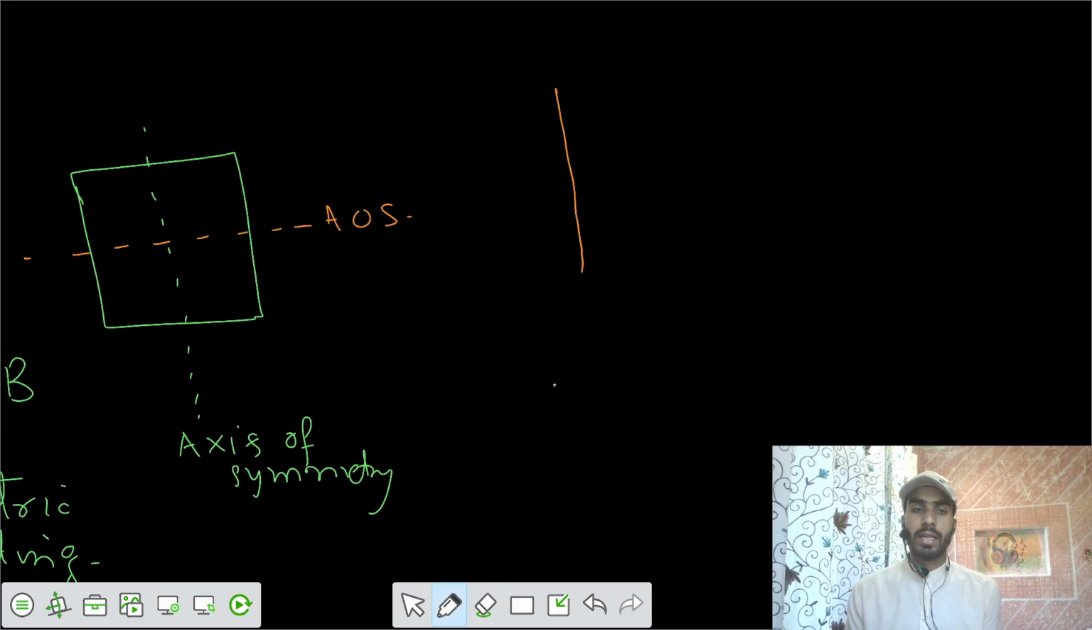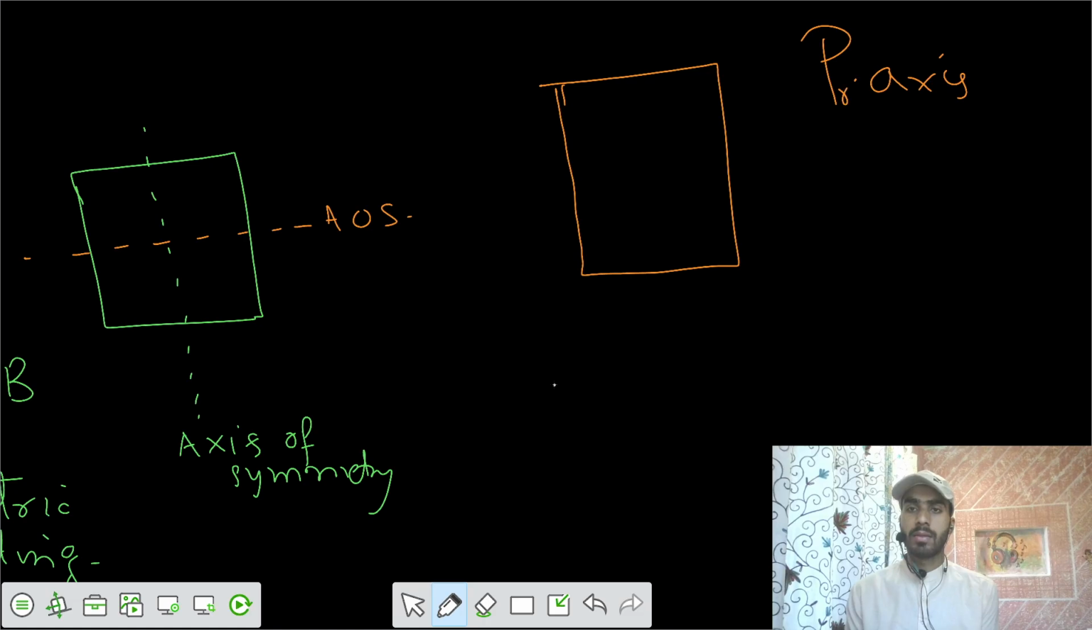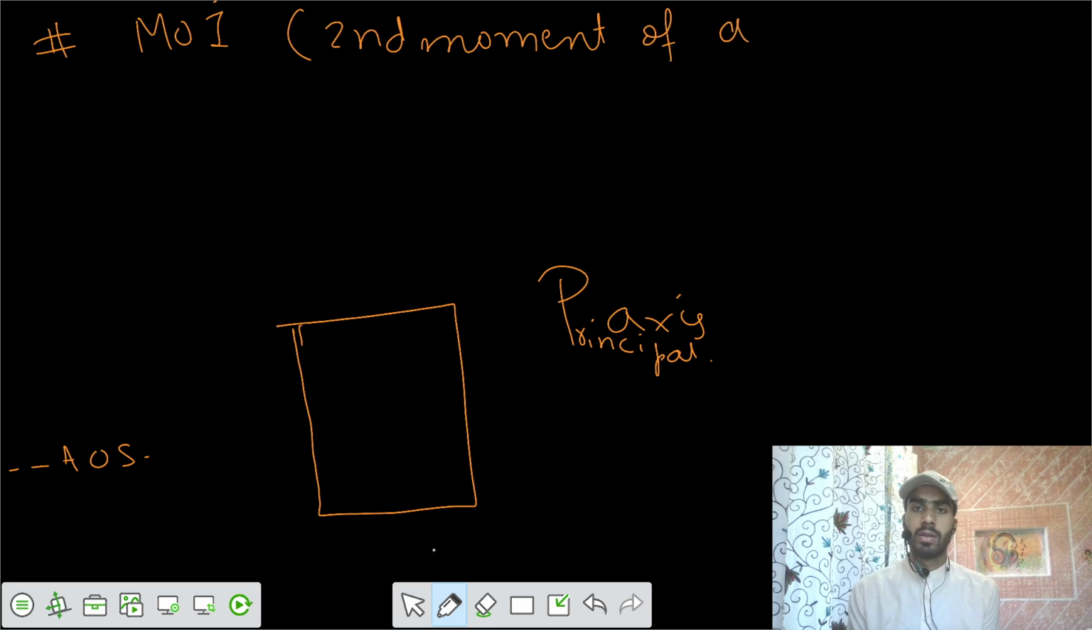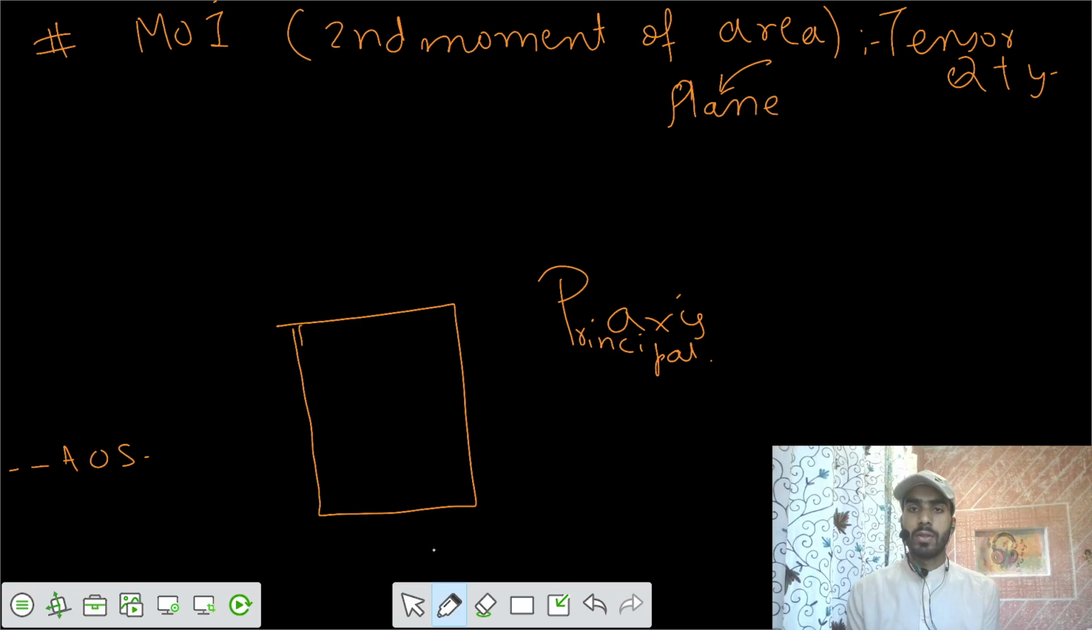But one thing to discuss is the concept called principal axis. As we know, moment of inertia, or second moment of area, is a tensor quantity. It is a function of the plane, similar to stresses.